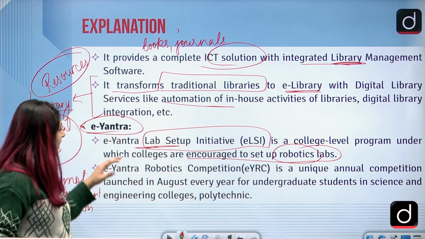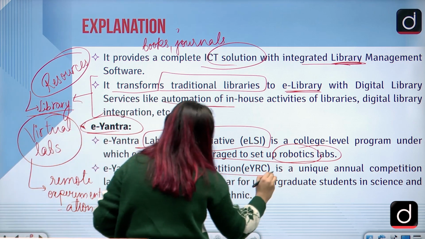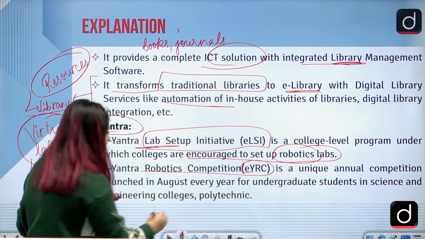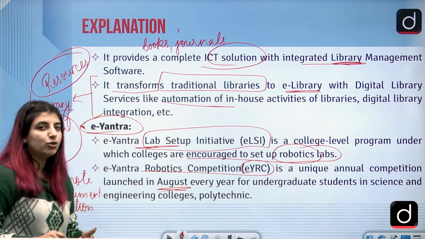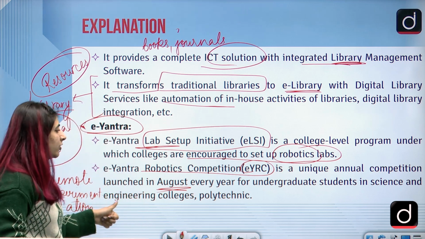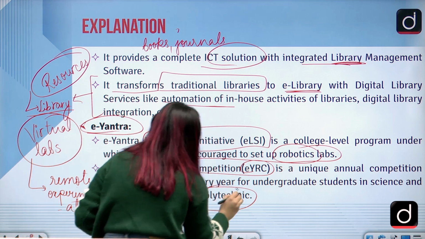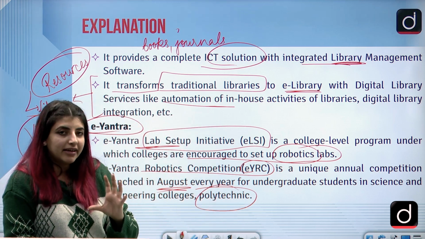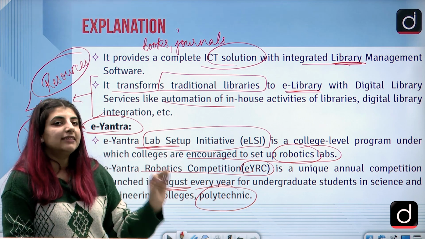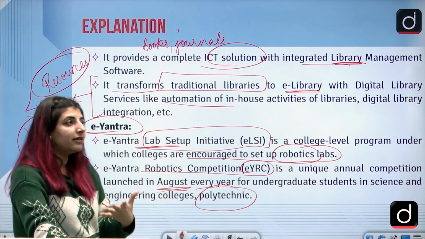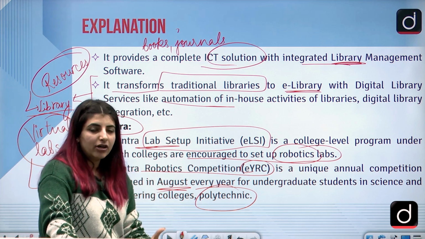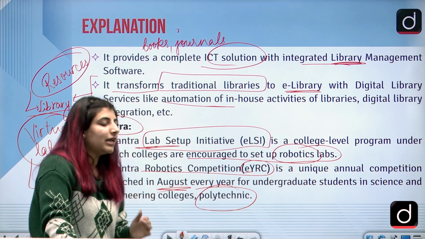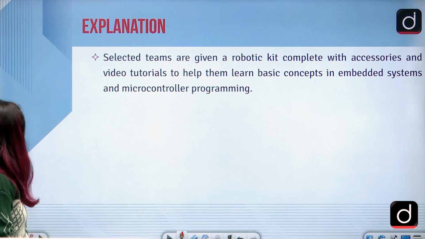robotics part. The e-Yantra robotics competition is a unique annual competition launched in August every year for undergrad students in science and engineering colleges and polytechnic colleges as well. So basically, every year, undergrad students from colleges participate in certain kinds of competition and build their own robots to show their skills and their levels of IT skills. Hence, this is the program which is there.